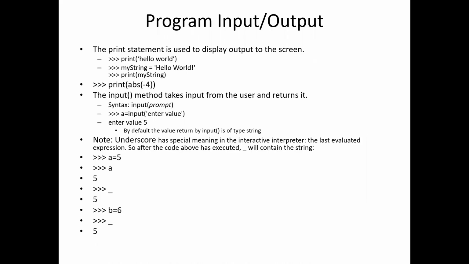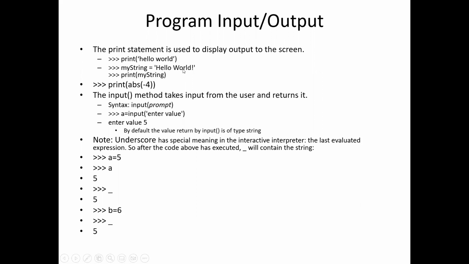Program input and output. If I want to print something onto the console, we use a function called print in the Python language. See here, I want to print hello world. As hello world is a string, I have embedded hello world in single quotes. You can embed them in double quotes also. And inside the print function, whatever you want to print, you can print that value or a string.